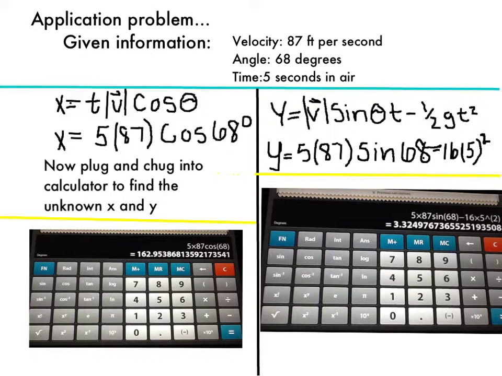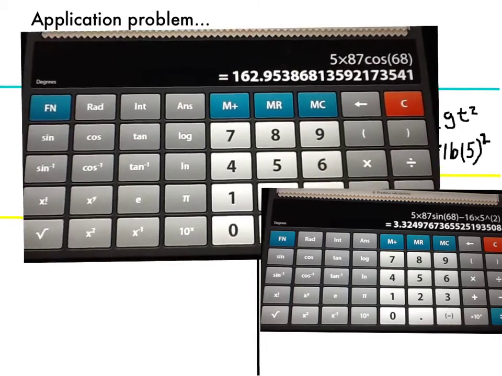The only thing different for the vertical equation is taking 32, remember 32 is gravity, and dividing that by 2, so you get 16. Then we take the time and square it, so 5 squared. Now, all we have to do is add it to our calculator.